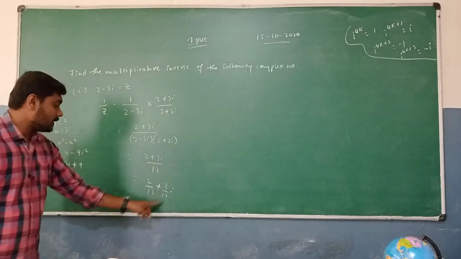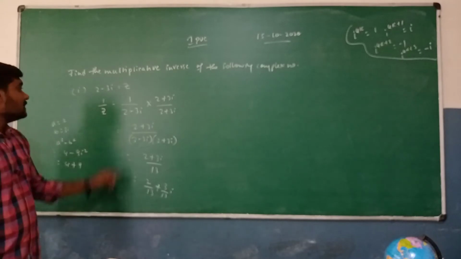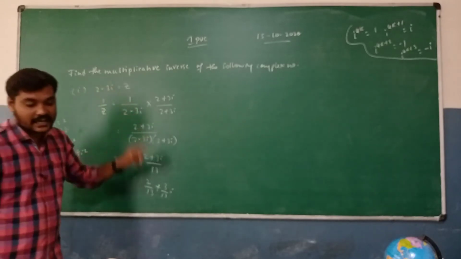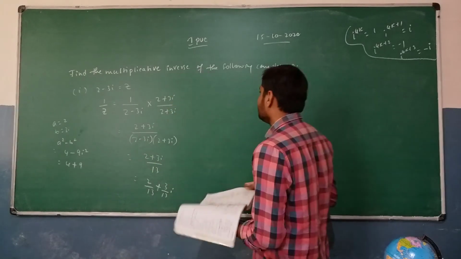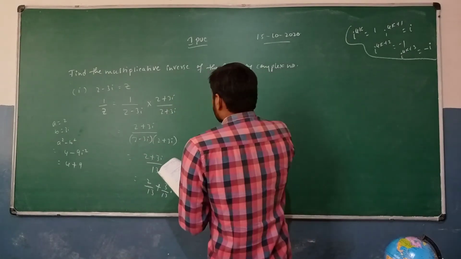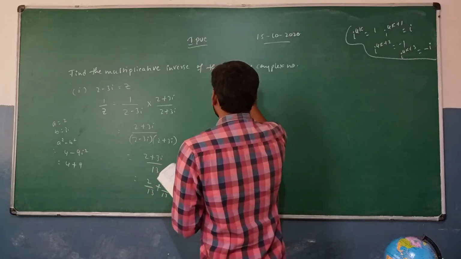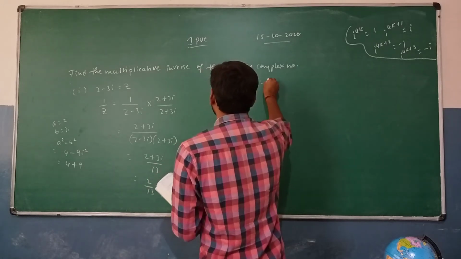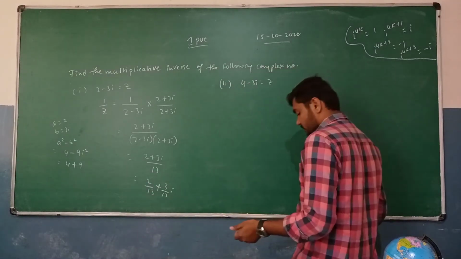So this is the value of the inverse of the complex number 2 minus 3i. Okay. So the next one, the second one, 4 minus 3i. 4 minus 3i is equal to z there.